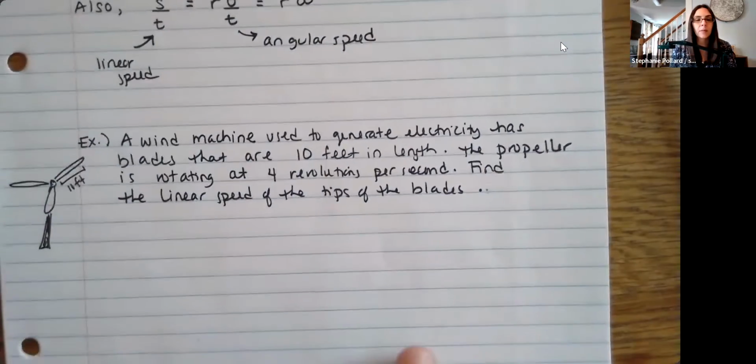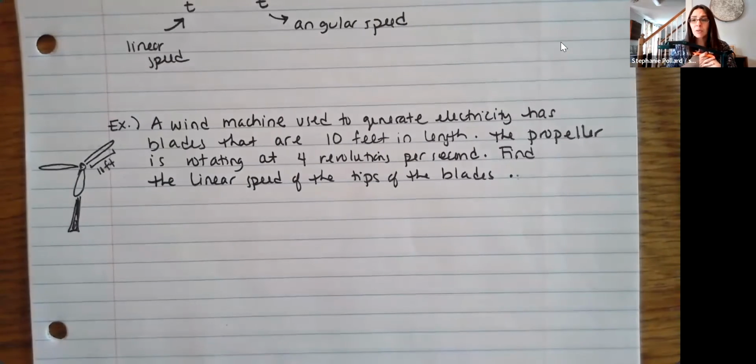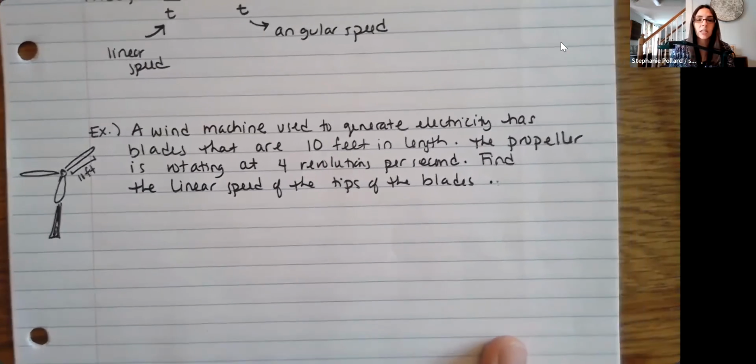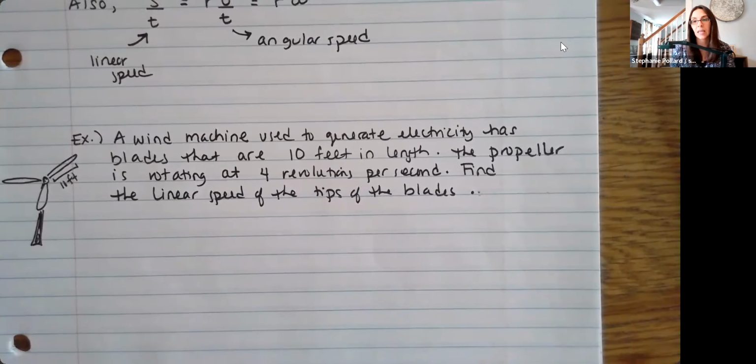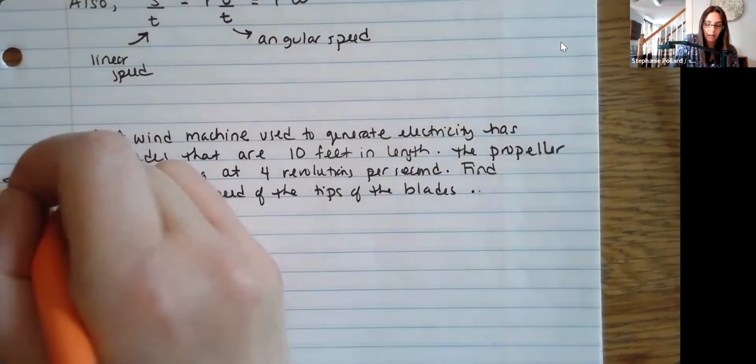So let's look at an example. A wind machine used to generate electricity has blades that are 10 feet in length. So think about when you have wind energy. If anyone gets out to the MAT163 Gardner campus, we actually have 2 windmills. So you can see it in action. And those blades rotate around.